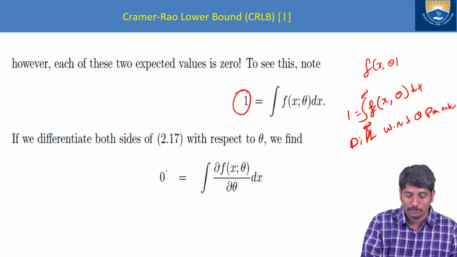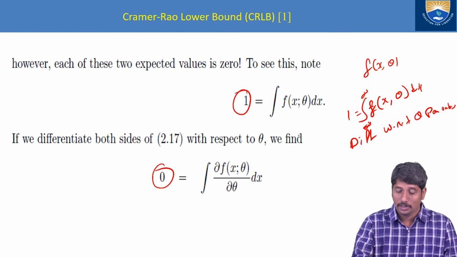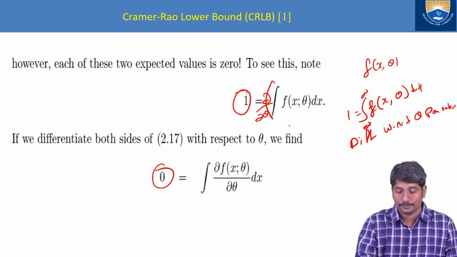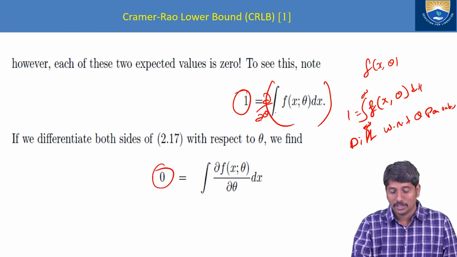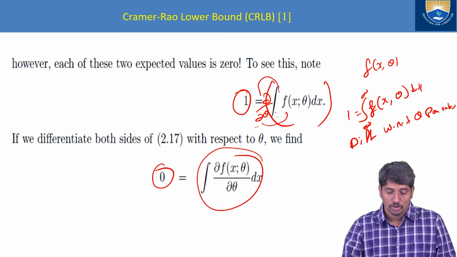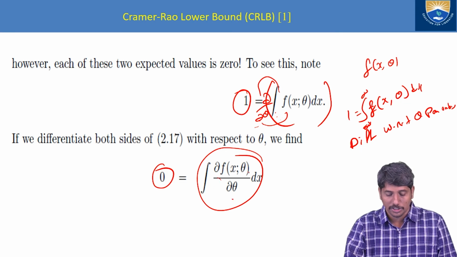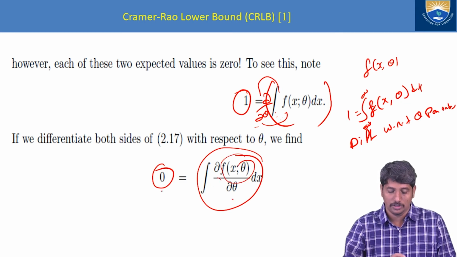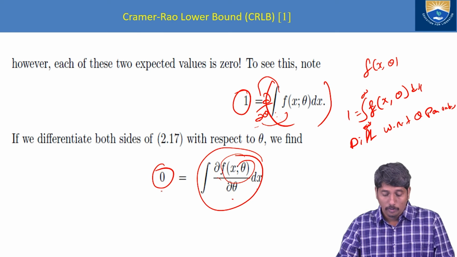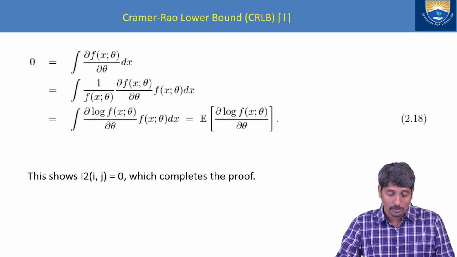What is one's derivative? One's derivative will be 0, and this will be dou by dou theta. Because integral and derivative can be switched mutually, we can take it in and we can take it out. We are getting this. So what we observe is that the integral of dou by dou theta of f of x comma theta is always 0.